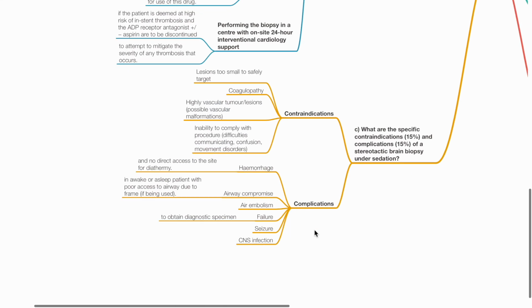C. What are the specific contraindications and complications of a stereotactic brain biopsy under sedation? Contraindications include lesions too small to safely target, coagulopathy, highly vascular tumor or lesion, such as vascular malformations, and inability to comply with the procedure, for example, due to difficulties communicating, confusion, and movement disorders. Possible complications include hemorrhage, airway compromise, air embolism, failure to obtain diagnostic specimen, seizures, and CNS infection.